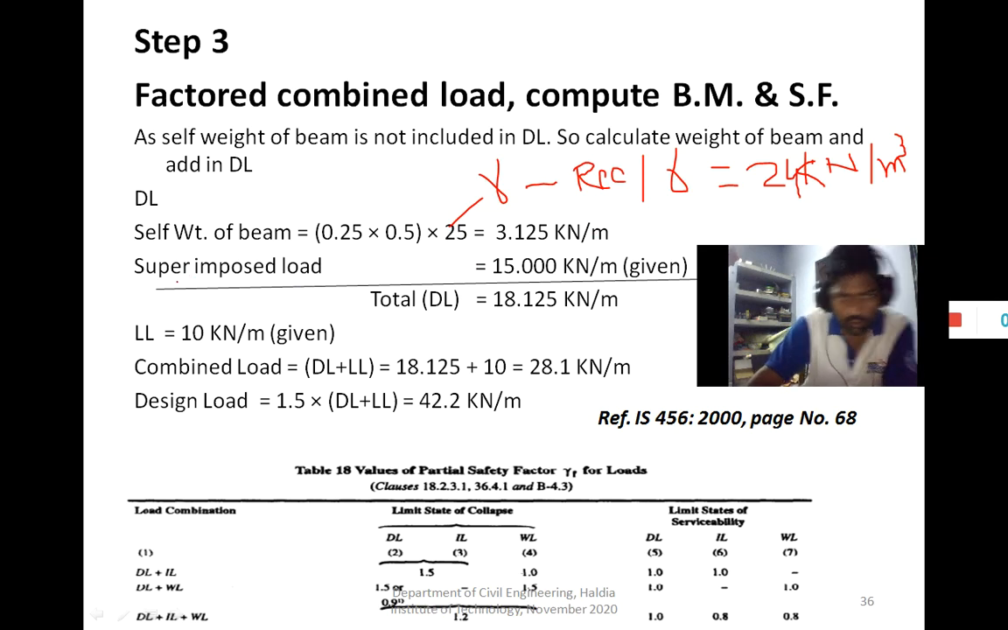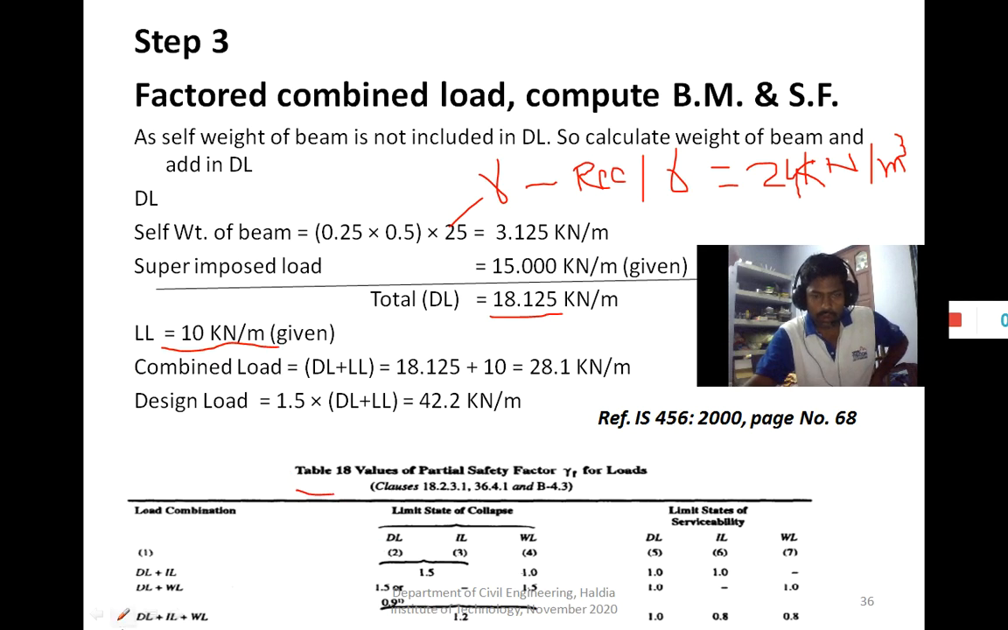Superimposed load is given, that is 15 kilonewton per meter. So the total dead load, when we add it, is 18.125. Live load is 10 kilonewton per meter, given. Now we combine the loads using Table 18. The load combination is done.